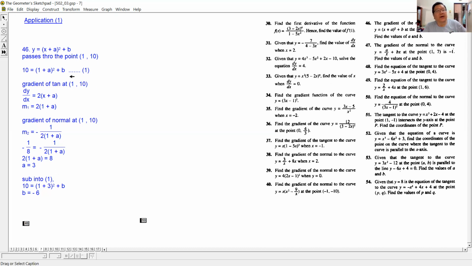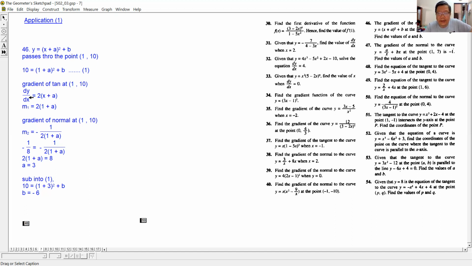Leave it aside. Okay, next, the gradient of tangent, but given here is the gradient of normal. So I cannot find the gradient of normal straight away. I have to find the gradient of tangent at the point (1, 10). Now, how to find the gradient of tangent? Okay, differentiate the y. Differentiate the y, you bring the 2 in front, right? Then less by 1, then there's a 1 there. Then differentiate b, because b is a constant. When you differentiate b, it becomes 0.